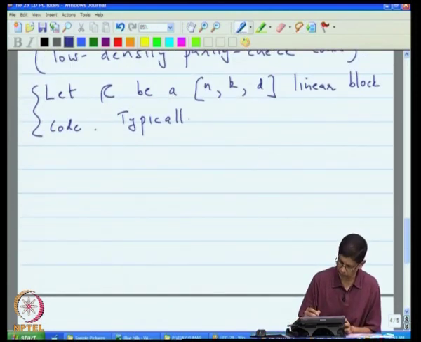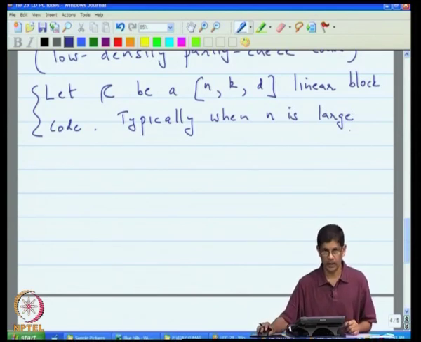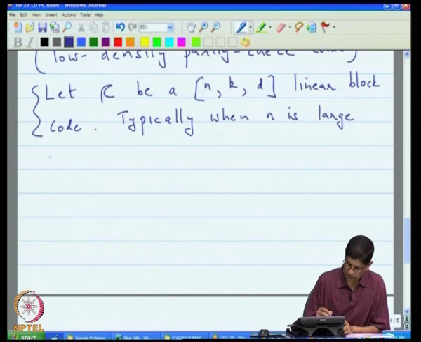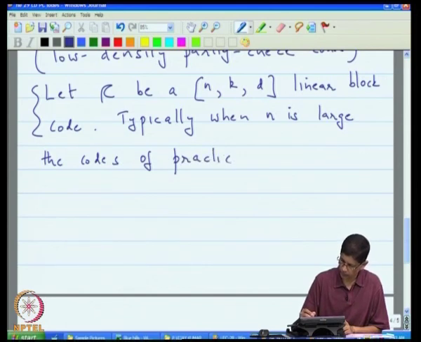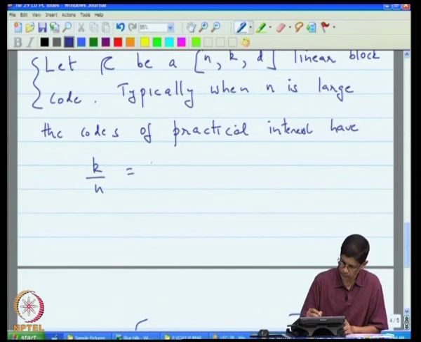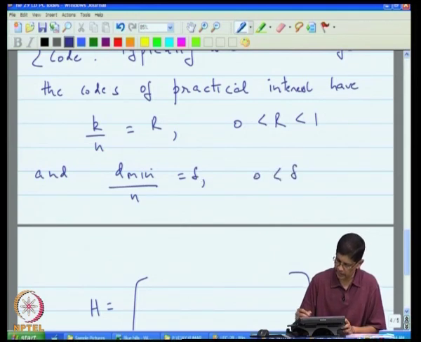So typically when n is large, and I have already explained to you why large block lengths are of interest when you want reliable communication, the codes of practical interest have k by n equal to r, where r is some number lying between 0 and 1, and d min by n equal to delta for some delta lying between 0 and 1.